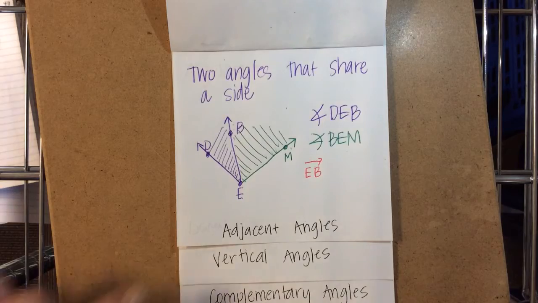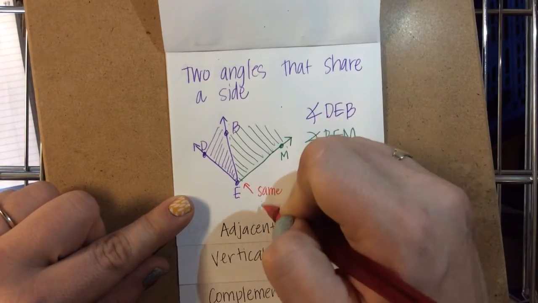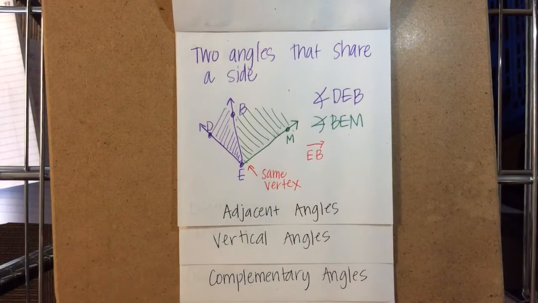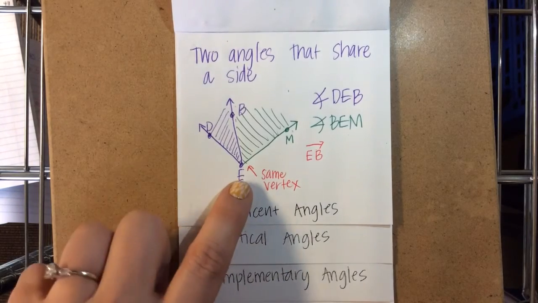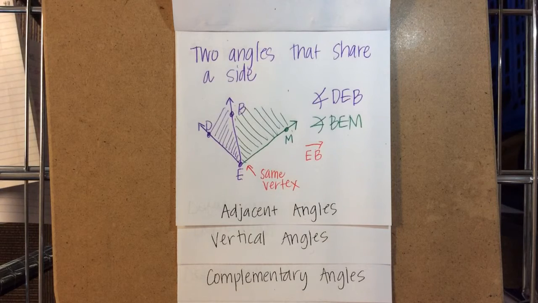In fact, adjacent angles also have the same vertex. Vertex is a fancy word for the corner of an angle. What's the vertex of these two? E. These are adjacent angles. Do you see them? Are there questions about adjacent angles?